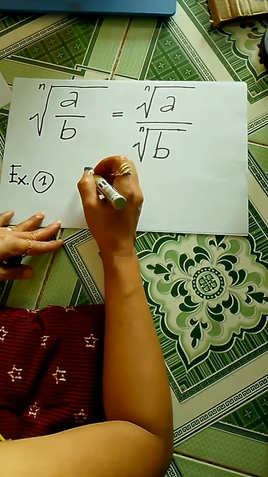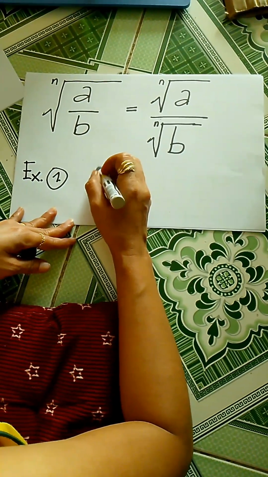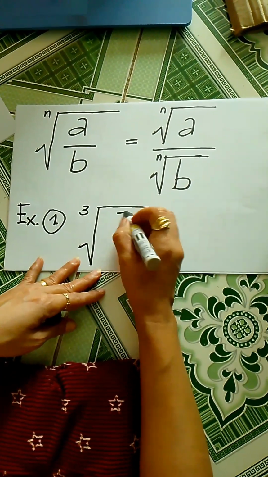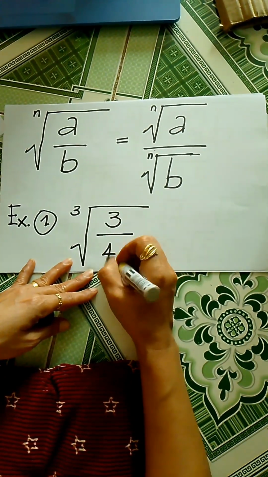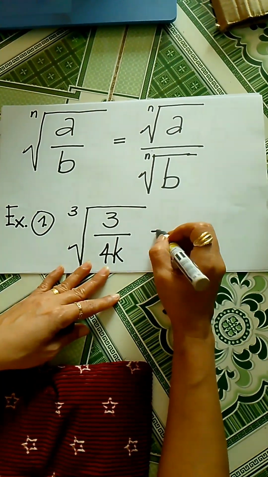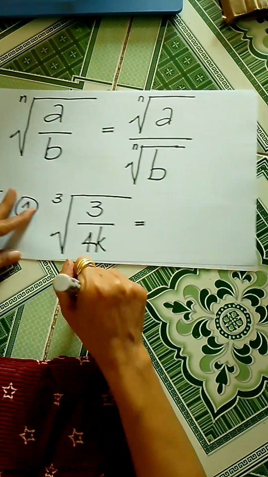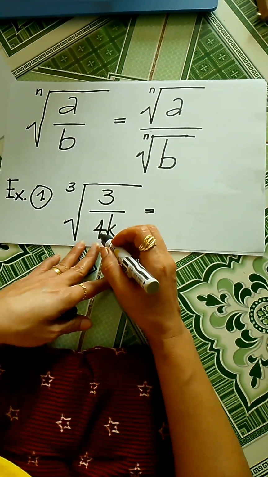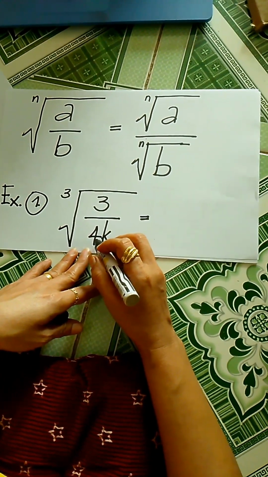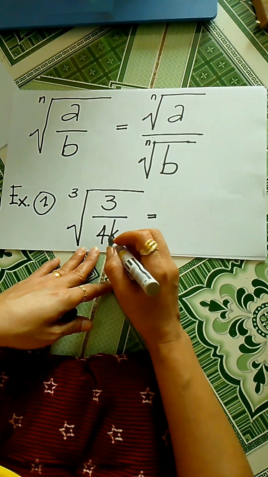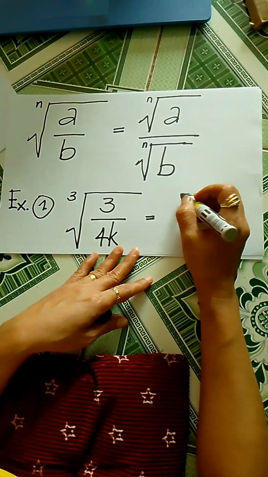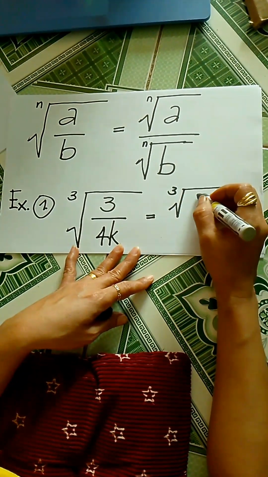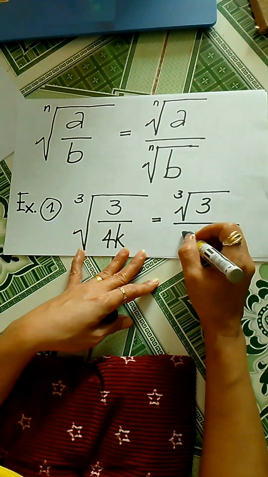Number 1, cube root of 3 divided by 4k is equals to, when simplify, so katulad ng ginawa natin dun sa itaas, pwede nating i-break down yung fraction, yung ating radical na fraction. And the secret is, kailangan rationalize natin ang denominator. Ibig sabihin, maalis natin siya sa radical symbol.